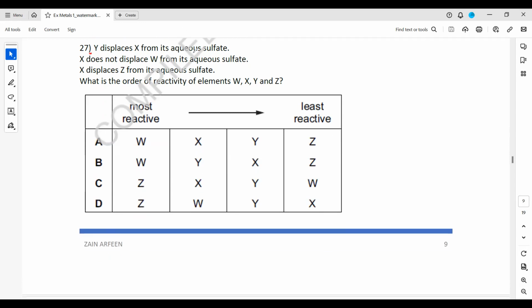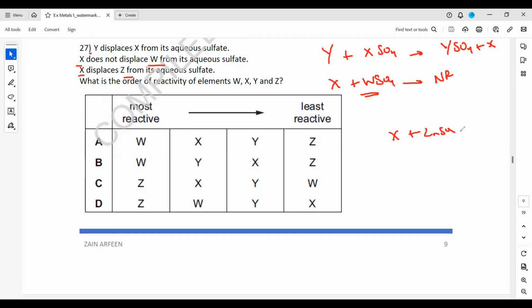Y displaces X from its aqueous sulfate. So it means Y is more reactive than X. X does not displace W from its sulfate, so it means W is more reactive. X displaces Z from its sulfate, so it will form X sulfate plus Z, not Zn, it's Z here.